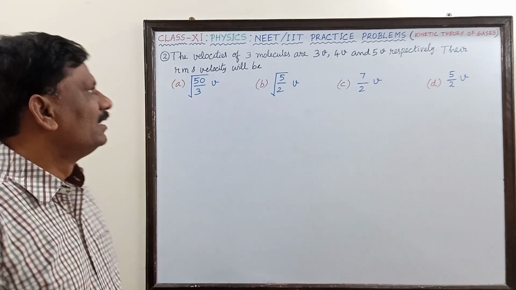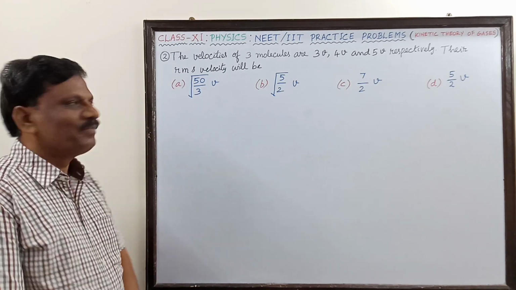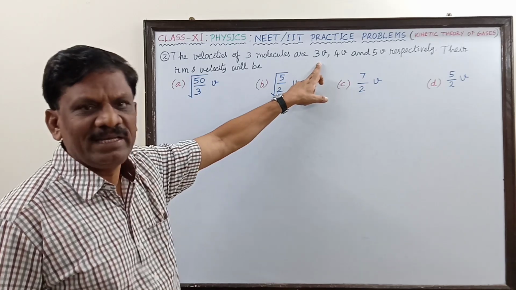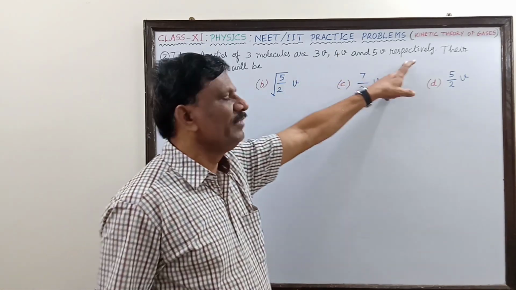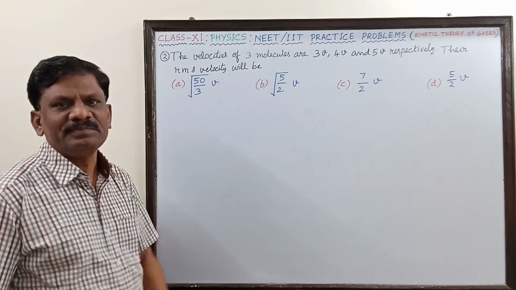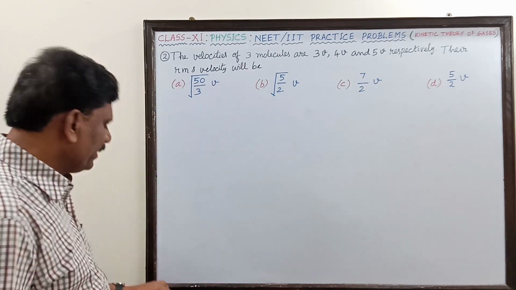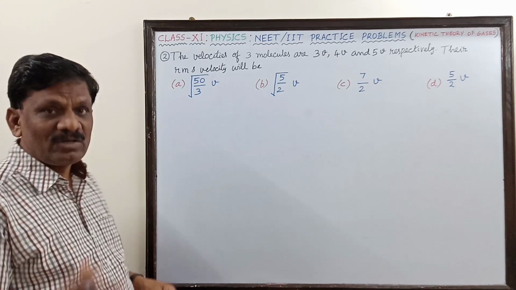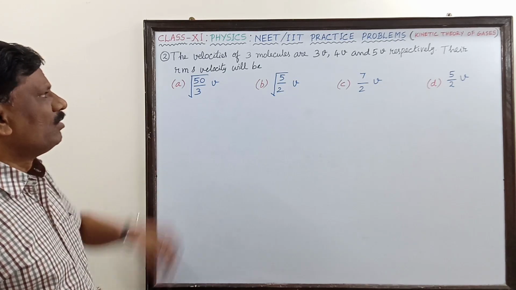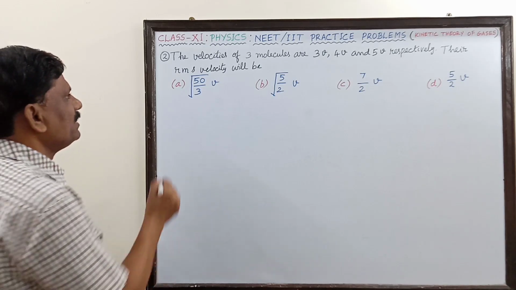Hi students, now MCQ number 2. The velocities of three molecules are given as 3v, 4v and 5v respectively. Their RMS velocity will be? Easiest problem I can say. If such questions are also asked in NEET, we are lucky. So now, how to find the RMS velocity?